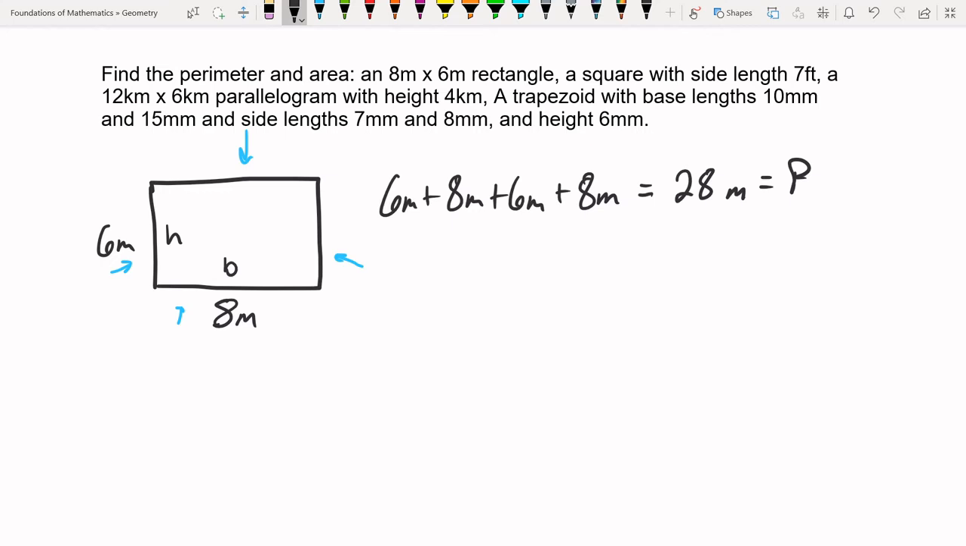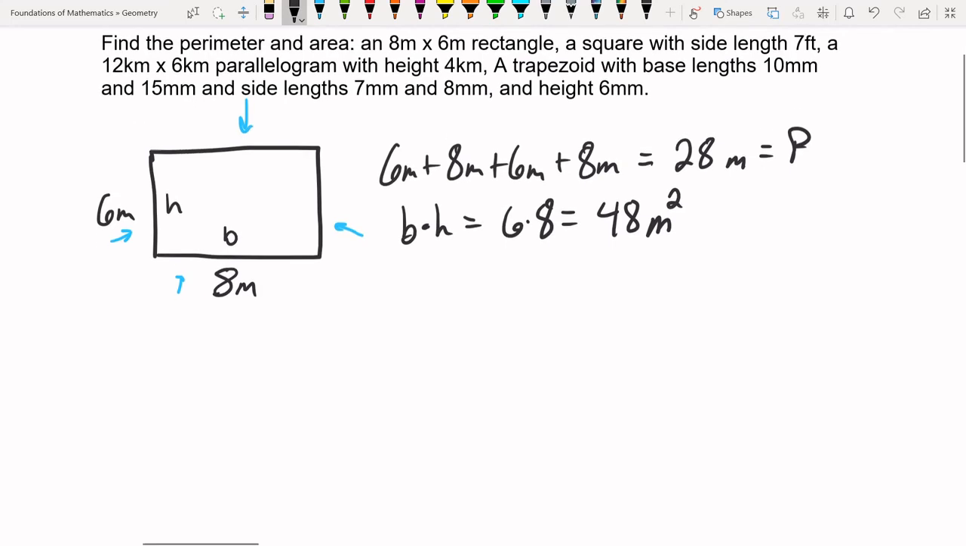Base times height, you can also think of it as length times width, same thing. Base times height is 6 times 8, which is 48. And this is going to be the unit that you're using, meters squared. It's square meters. That's what an area measurement is.